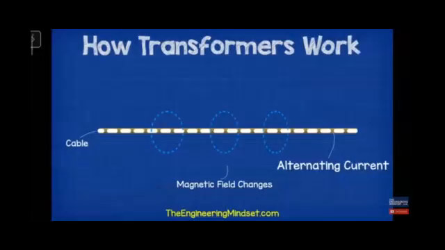When an alternating current flows through a cable, a magnetic field gets created around the cable, and that magnetic field is alternating in nature. The intensity or the magnitude of the magnetic field continuously changes. And when a DC current is passed through the same cable, the magnetic flux or the magnetic field created around the cable is of constant nature.